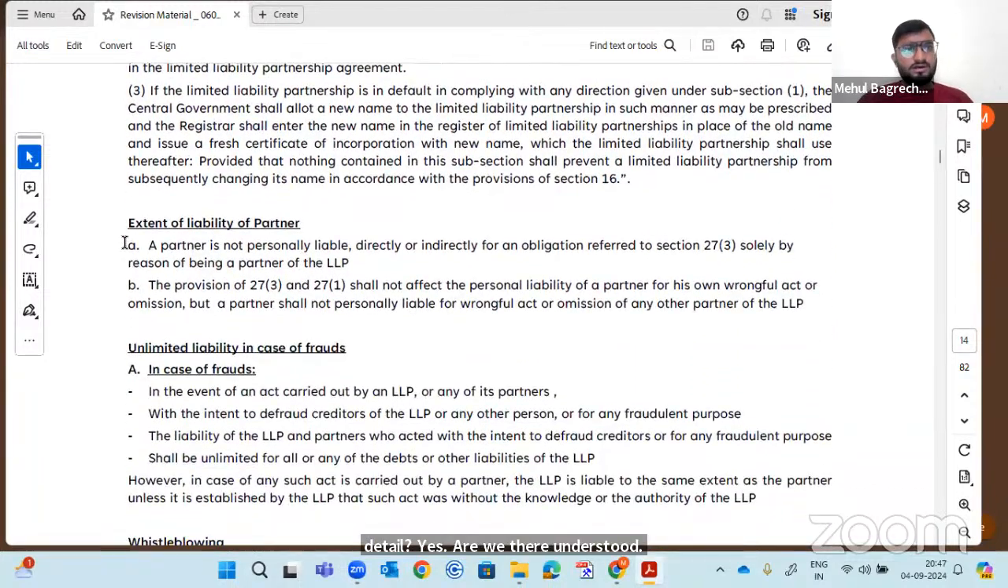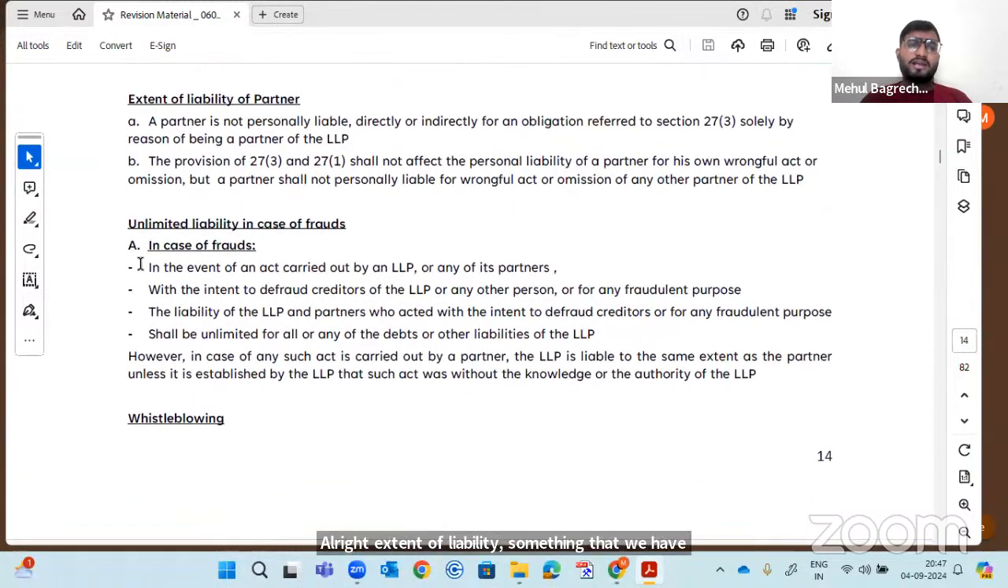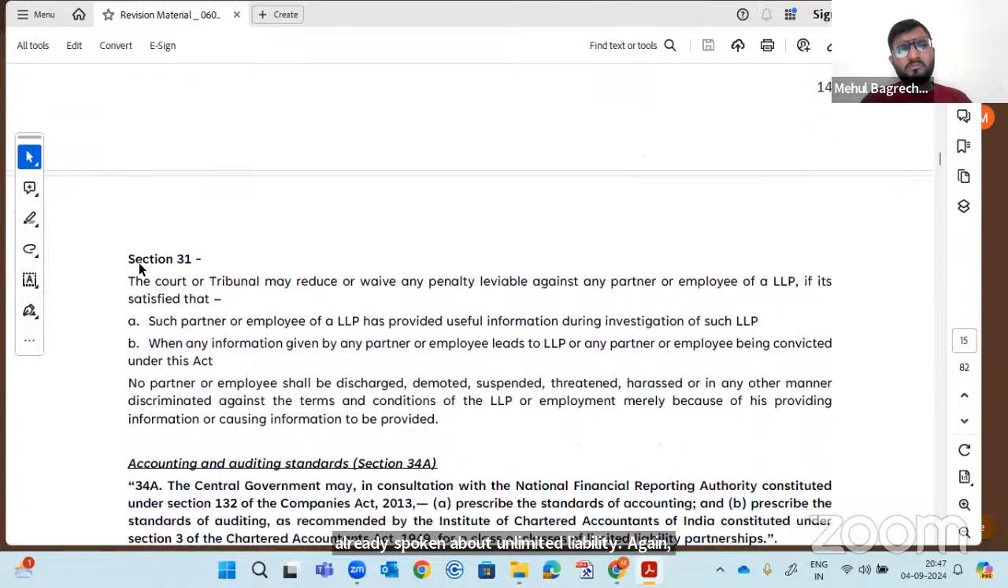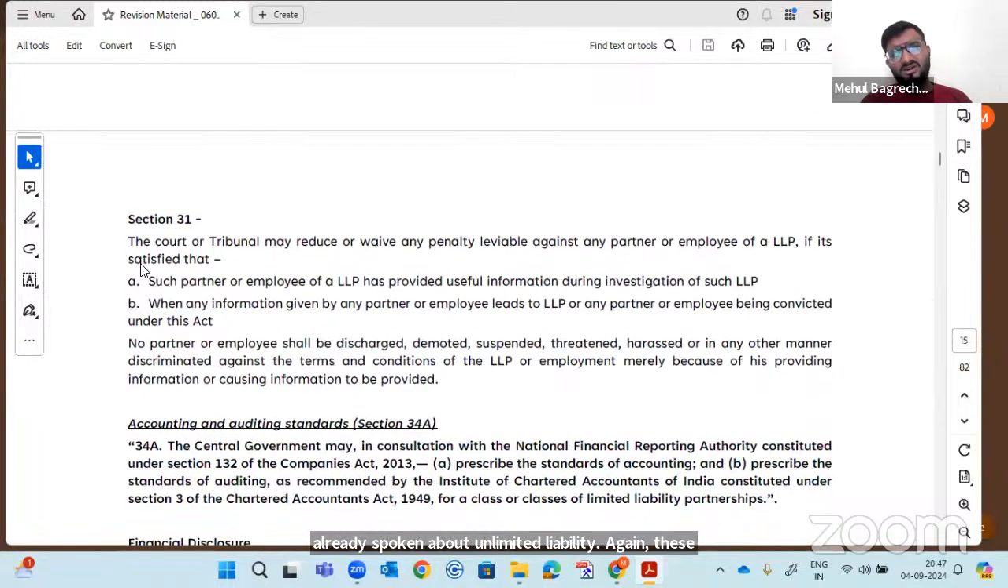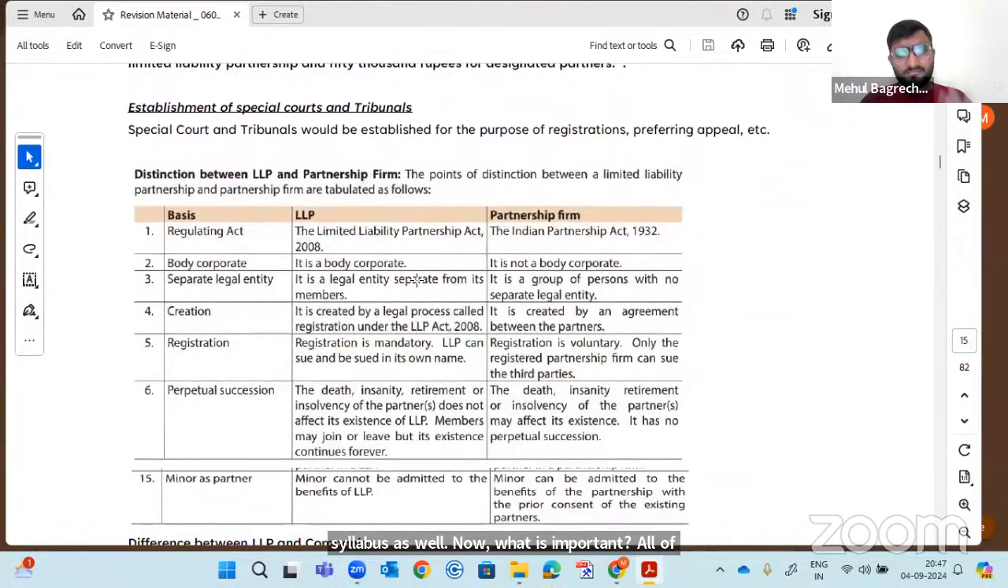All right, extent of liability, something that we have already spoken about. Unlimited liability. Again, these are topics which might not be asked in examination. Just as a casual reference, you can pass because right now it is not there as a part of your syllabus as well. Now, what is important? All of these were there earlier, might not be important.